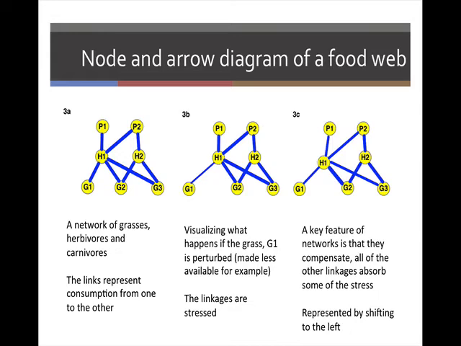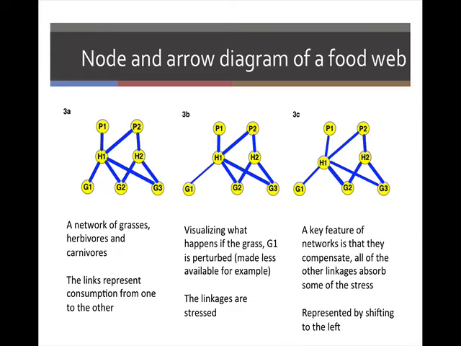And in this example, I've sort of stretched out that link and made it thinner because it's as if grass 1 is less available. What happens? So the linkage between grass 1 and herbivore is stressed because there's less grass. Well, what I'm trying to represent with this diagram is that the rest of the network compensates for that. So the relationship between grass 1 and herbivore 1 reaches a new state because there's going to maybe be fewer herbivore 1s and a little bit more grass 1.